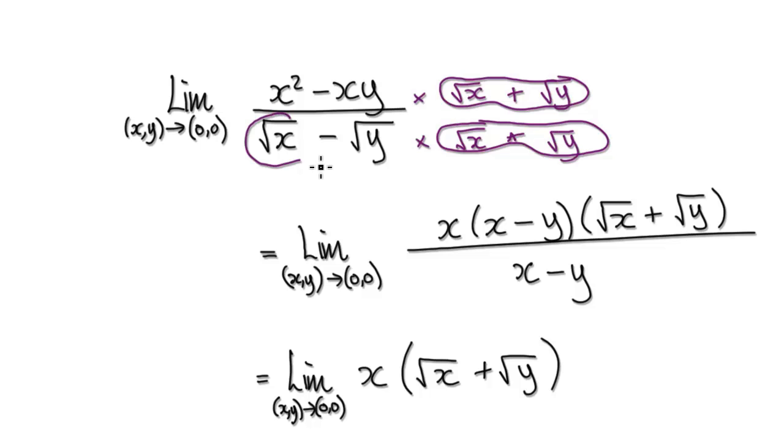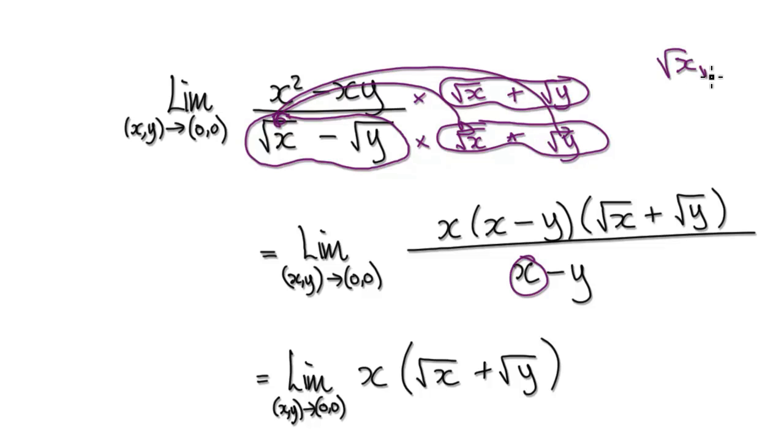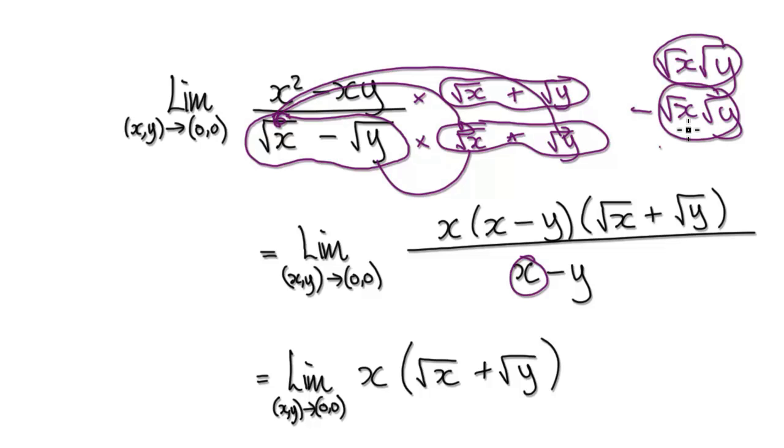This thing here, when you multiply by its conjugate, the middle two terms cancel each other out. So this times this would give you x. This times this would give you root x times root y, and then this times this would give you minus root x. This is what I meant by the middle two terms cancel each other out, and then this times this would give me positive y.